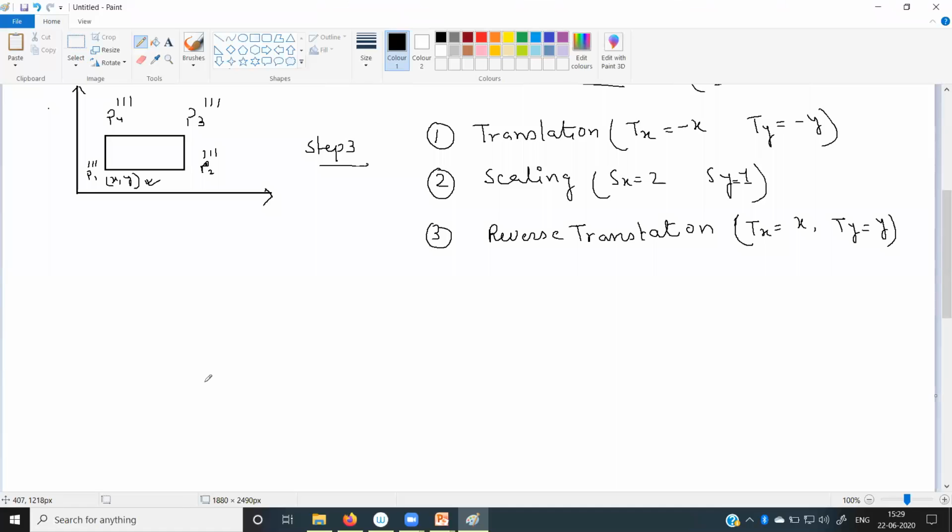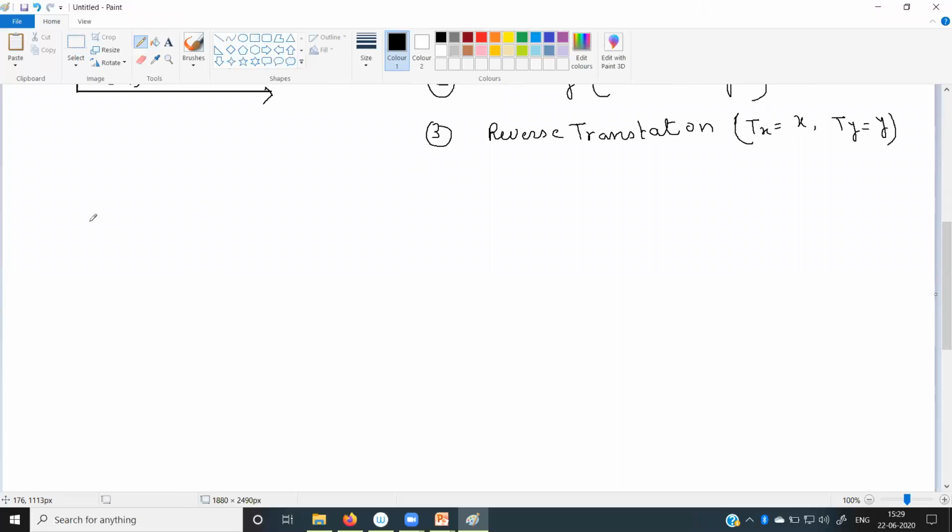If we write the entire thing in terms of matrices, how does it look? As you know, P is my point set. So the point set is x1, y1, 1; x2, y2, 1; x3, y3, 1; and x4, y4, 1. We want to perform the scaling with respect to a fixed point, and the coordinate of that fixed point is x1, y1.